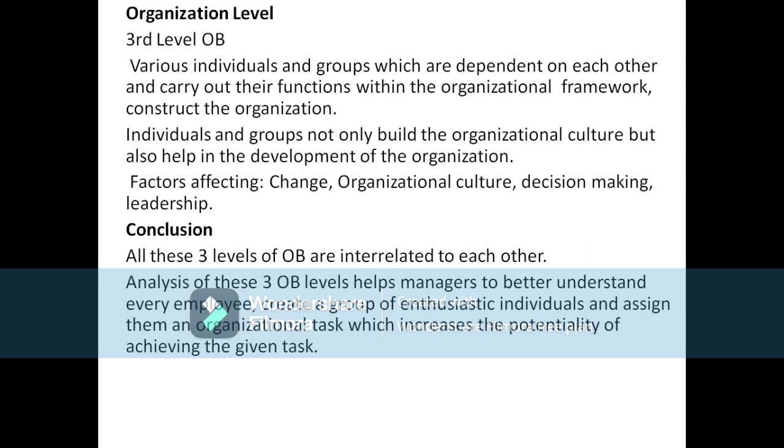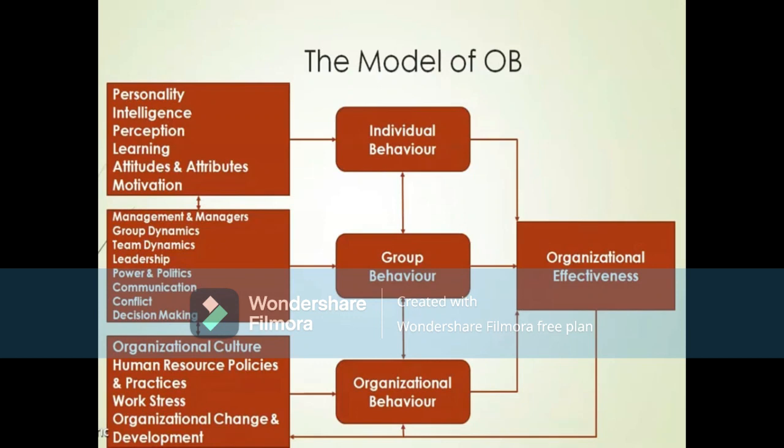So finally we will create all the employees, all the groups in an enthusiastic way. We will create a group of people to work towards accomplishment of organizational objectives and assign them tasks, which increases the potential of achieving the given task, right. So this is about the levels in organizational behavior, and this is the total concept or total model of OB.